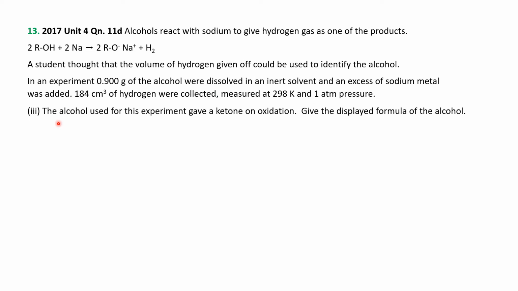Still on the same question, the alcohol used gave a ketone on oxidation. Give the displayed formula of the alcohol. Well, we know from the previous part, molar mass is 60 grams per mole. If when we oxidize an alcohol we get a ketone, that tells us that the original alcohol was a secondary alcohol. In other words, it contains this group, carbon to OH to H, with 2 other hydrocarbon groups, one this side, one that side. Whole mass here is equal to 30.